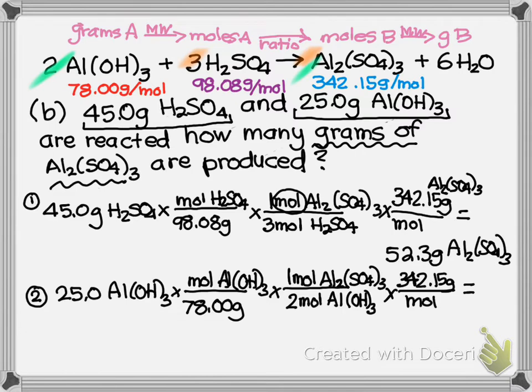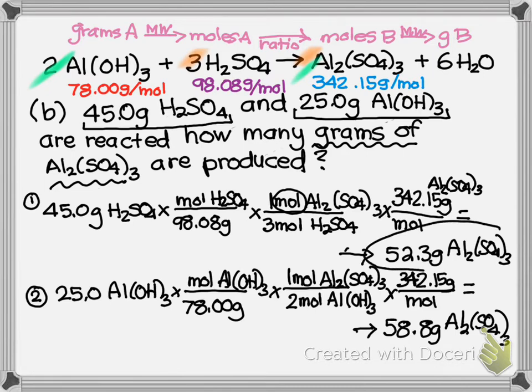Then I'll multiply by the molar mass. And I get, if I enter my calculator correctly, I get 58.8 grams of aluminum sulfate. Now, how I've set it up here, I'm going to compare my two answers, the 58.8 and the 52.3, and I'm going to go with the one that is the smallest. So this is how much I would predict.